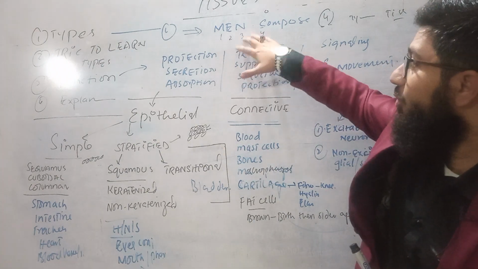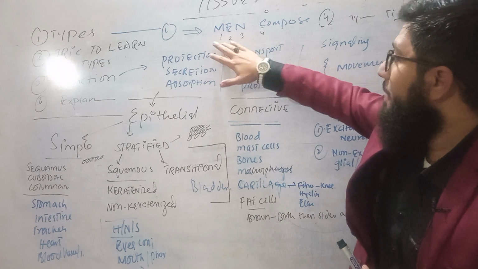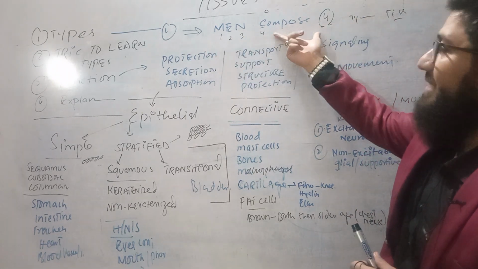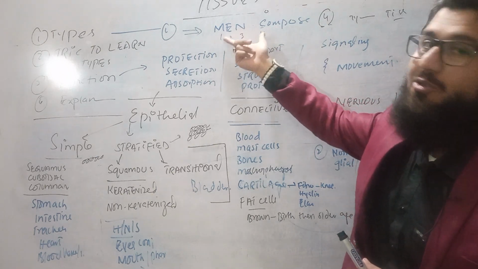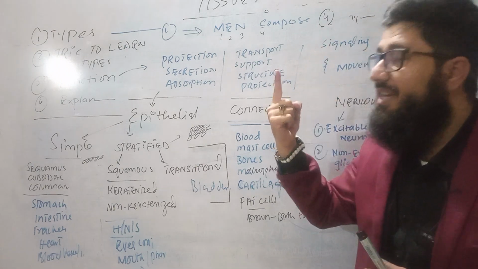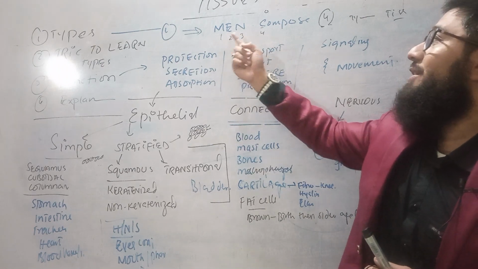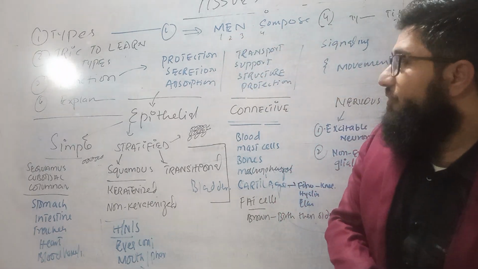So we have four types of tissues, and those four types are here in front of you. M, E, N, and C. Men compose four types of tissues. So you got a sentence, and in the sentence you got the trick to learn the types of tissues, the names also, the hints also. One sentence, learn it, memorize it, and understand it, to get the knowledge about the types of the tissues. 1, 2, 3, and 4. Okay, that's all. Then let's come towards the functions.